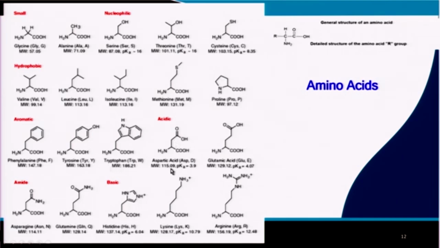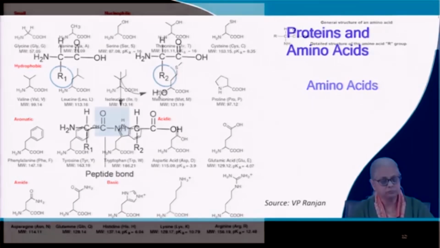And then you have the acidic ones: aspartic acid and glutamic acid. You have the amides, asparagine and glutamine. And then you have the basic ones, histidine and lysine and arginine. So these are the 20 common amino acids that are going to be participating in the formation of the primary structures of the polypeptide strands, and then the nature of these functional groups will determine how the proteins fold around within themselves and around the other polypeptide strands. So this is crucial to the bioactivity of proteins.